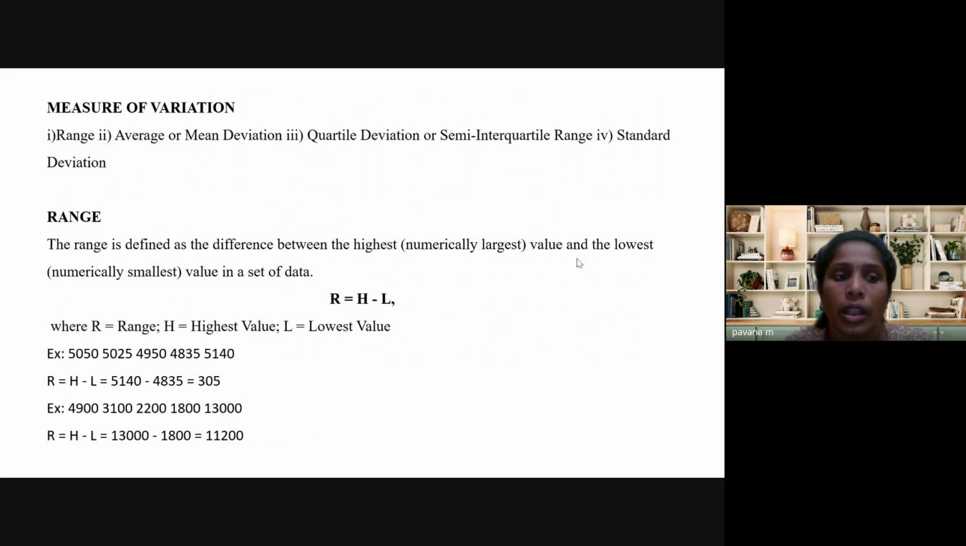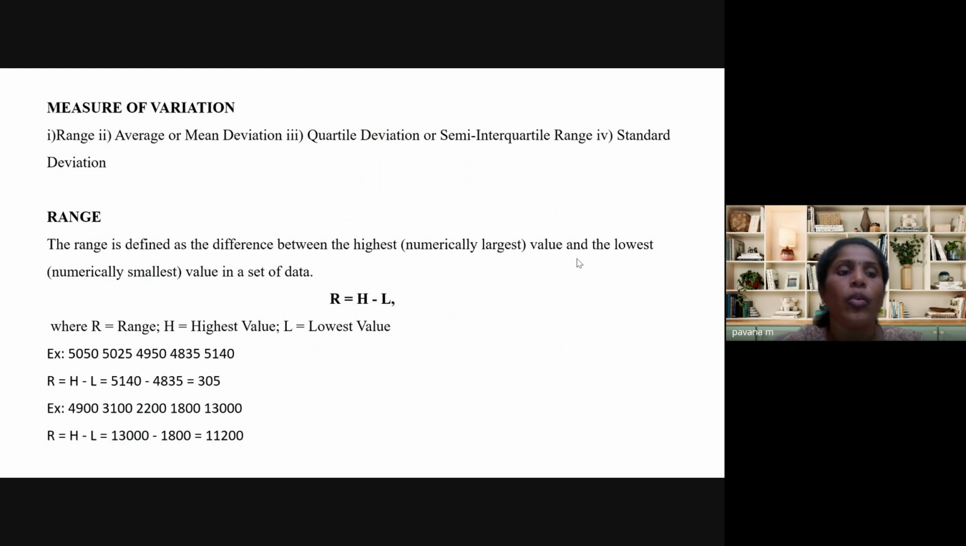So next one is measure of variation. Till now we discussed measure of central tendency. Now we are discussing measure of variance, that means variation in that particular data distribution. What is the variation or scatterness of values in that particular distribution? So you have to calculate the frequency level of that particular scatterness.